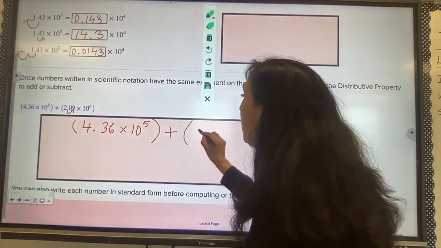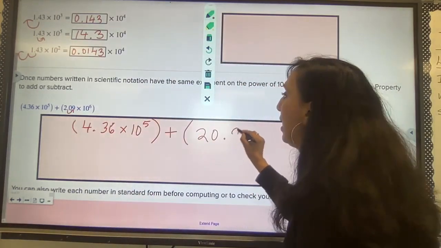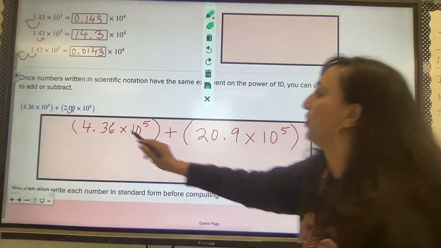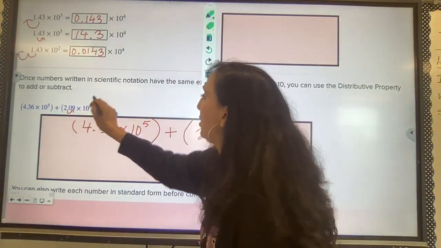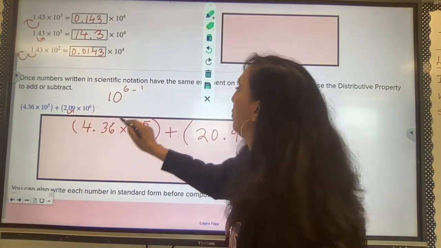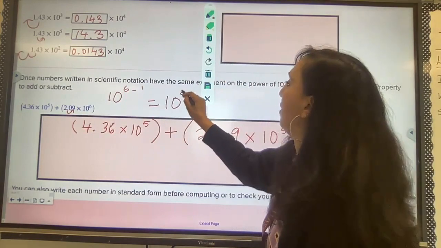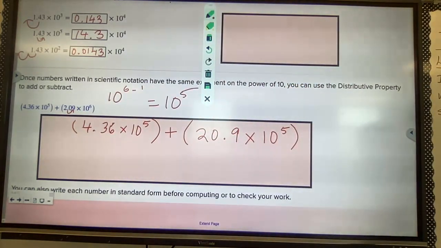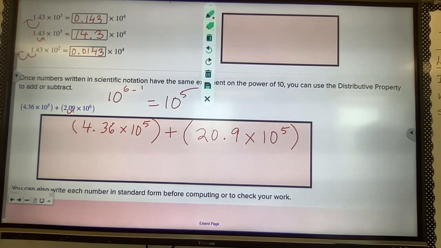So this becomes 20 and 9/10 times 10 to the fifth power. So I've moved the decimal 1 and then I have brought the 6 down. So the 10 to the 6th, remove the 1 because I moved to the right. This becomes 10 to the fifth power. Okay, that's what I've done because I'm trying to rewrite with the same power of 10. And then I am going to use the distributive property.